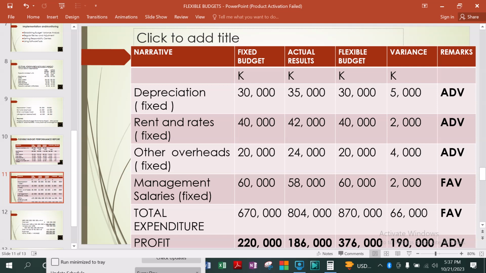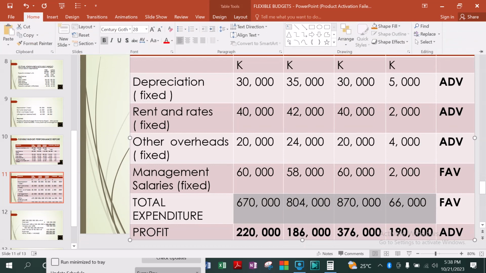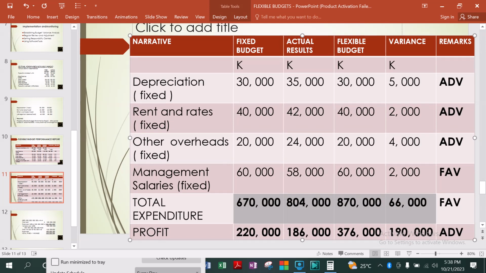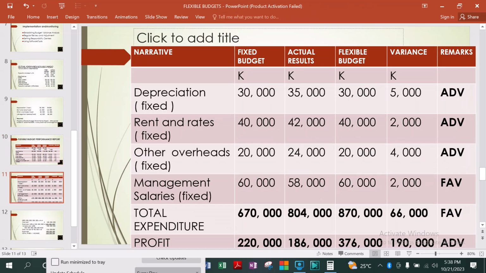Therefore, if you add the total expenditure under the fixed budget, the total expenditure is giving us these values. Okay, that is the total expenditure. So we compare the total expenditure under fixed budget against the total revenue. So 890 million minus 670 million gives us a profit of 220 million.